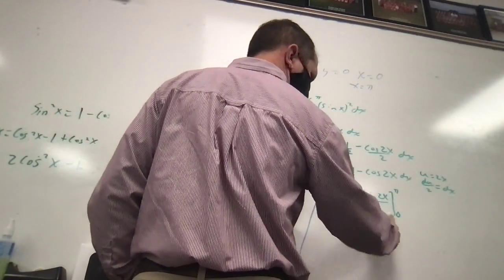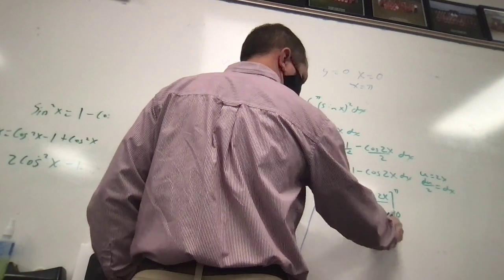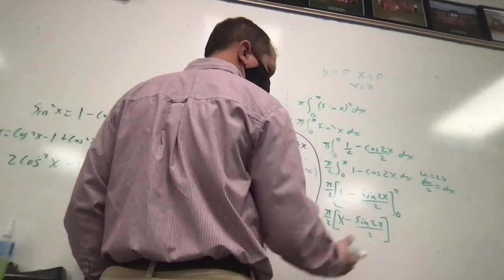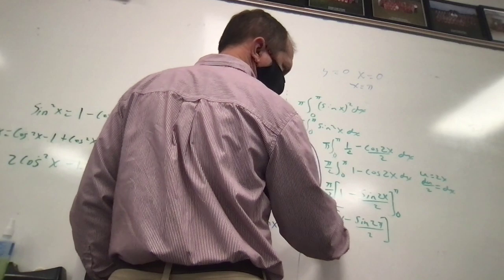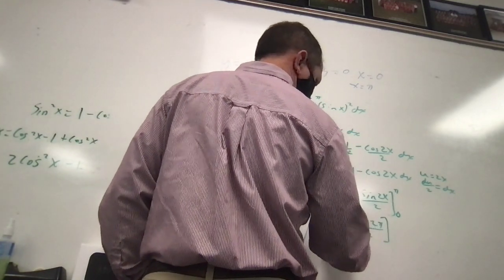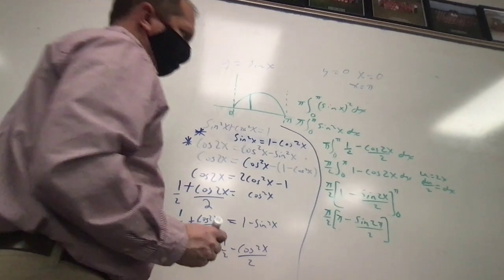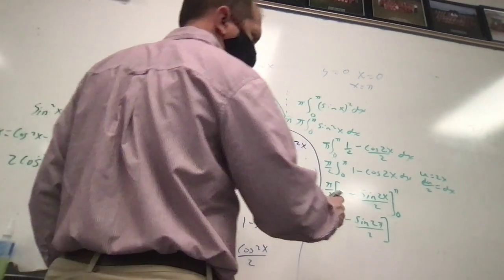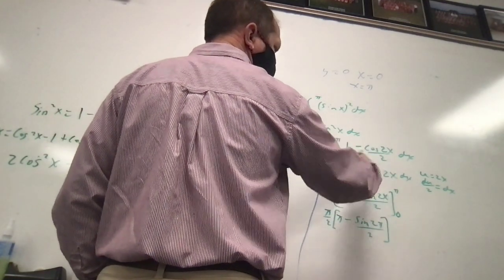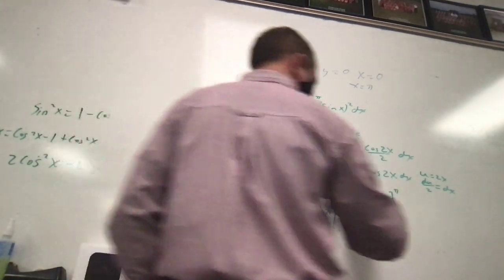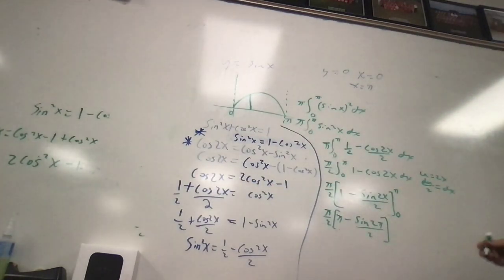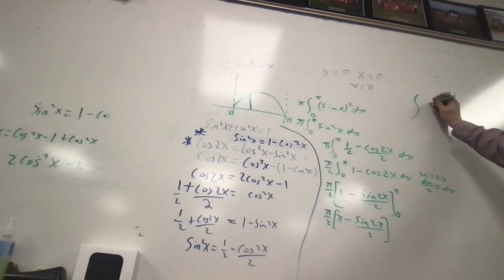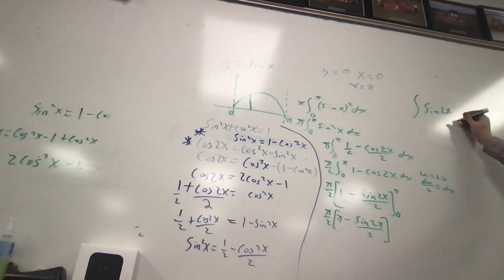No, I've already plugged those in. And if I plug in 0, I get 0. Why are you dividing sine 2x by 2 if you've already factored out the 1/2? This 1/2 came from here. This 1/2 here comes from taking the antiderivative of the cosine of 2x. Do you mean cosine of 2x? Thank you.